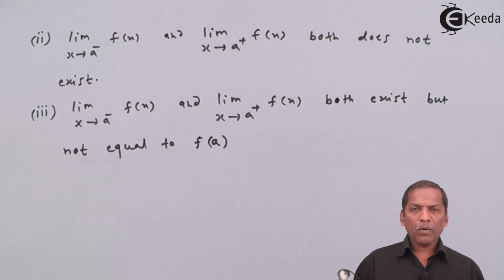So these are the three possible conditions under which the given function is discontinuous at a given point. So this is all about discontinuity of a function at a given point.